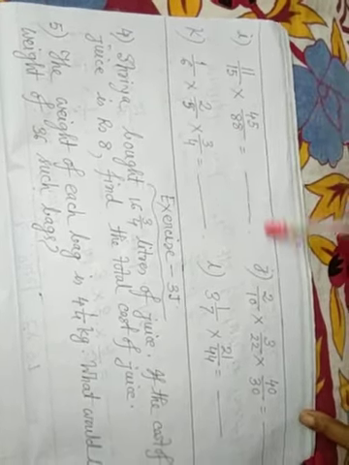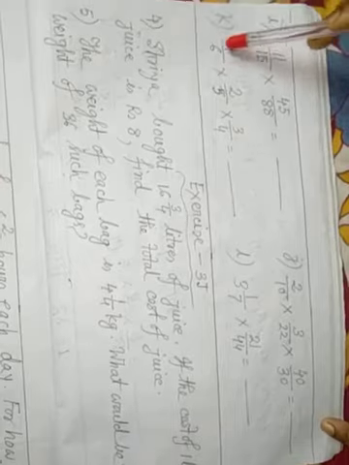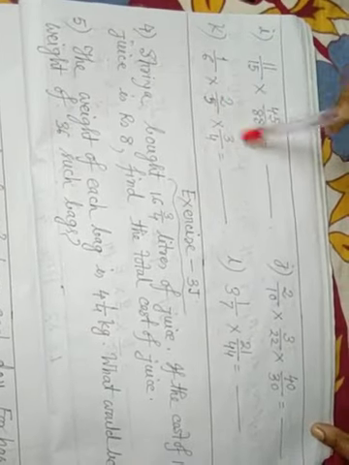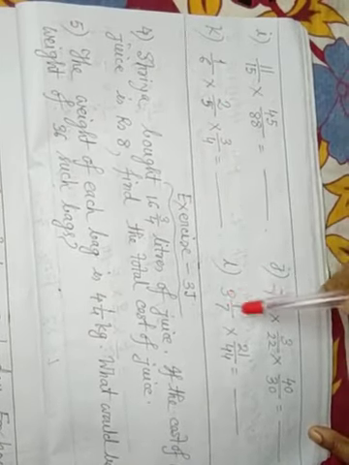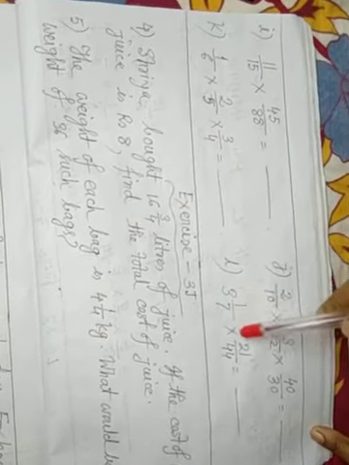J: 2 by 10 into 3 by 21 into 40 by 30 equal to. K: 1 by 6 into 2 by 5 into 3 by 4. L: 3 1 by 7 into 21 by 44.